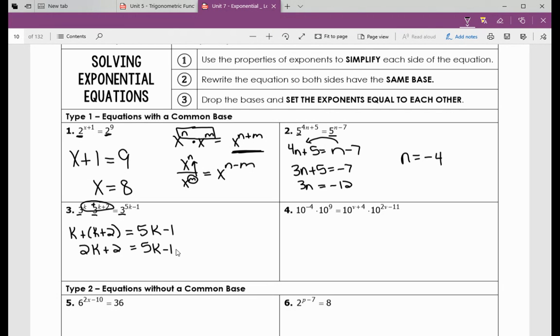Now, it's totally up to you which side you want to put k on. Do you want to move the 2k to the back or the 5k to the front? So you want to move the 2k to the back. So we're going to subtract 2k from both sides. Good call. That would give me 2 equals 3k minus 1, which means I'm going to add the 1 to both sides. And I get 3 equals 3k. So k ends up equaling 1.